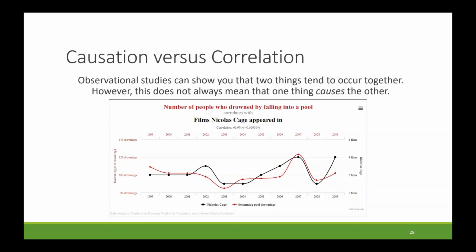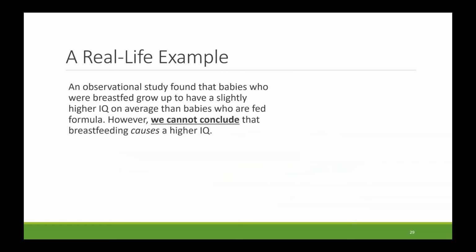The bottom line is that when all you're doing is making observations and collecting data without setting up controlled experimental conditions, then you can see that two things track with each other, but you can't really say that one thing causes the other thing. And that was a very silly example, but let's take a look at a real example.